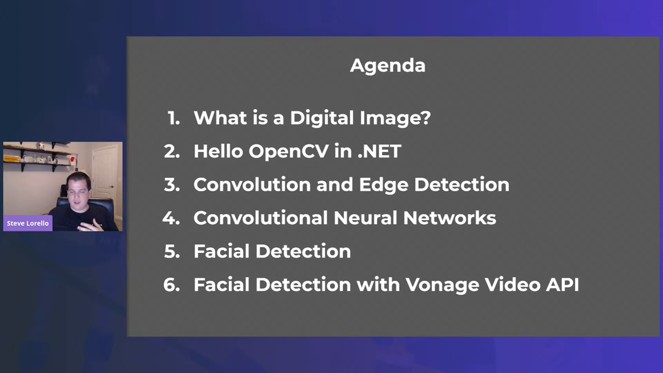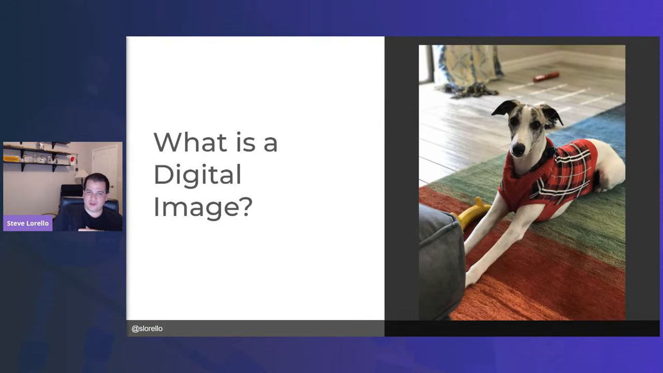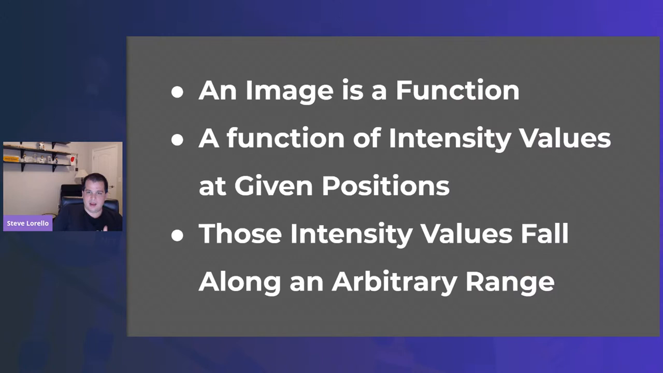So first off, for our first question, what's an image? Here's an image of my muse for this presentation, my dog, Zero. Get used to him, you're going to be seeing a little bit of him. So what is a digital image? An image, when you break it down, is really just a function. That function denotes a quantized sample of intensity values along a two-dimensional grid. Those intensity values, otherwise known as pixels, denote light intensity along an arbitrary range. For example, a byte, 0 to 255.